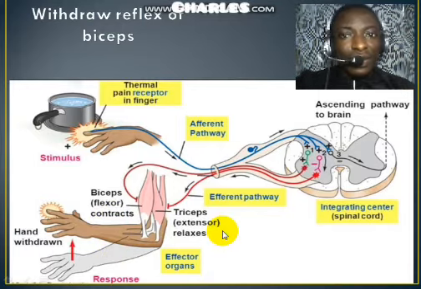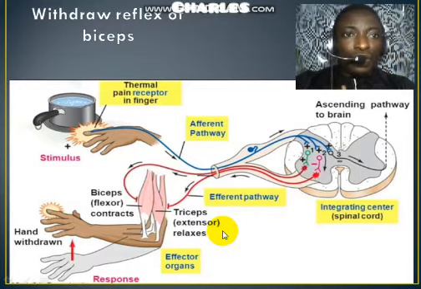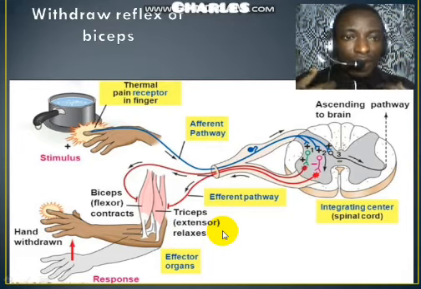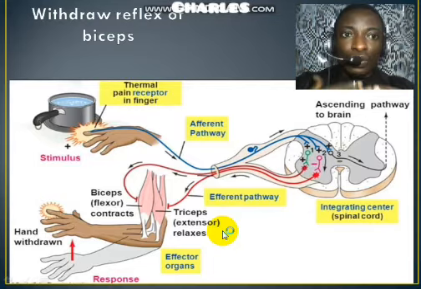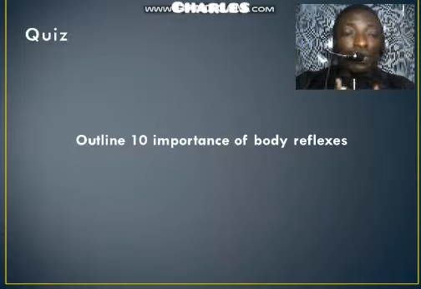This is known as withdrawal reflex of the biceps muscle. Alright, so basically the withdrawal reflexes help us to withdraw our bodies or body parts from potentially harmful stimulus. Alright, fantastic. Going forward, we have come to the end of today's lecture.